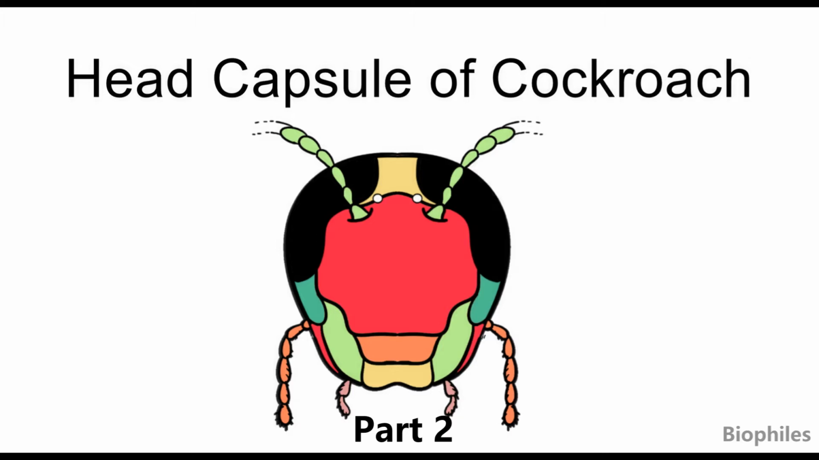After the antennae, let us move on to the mouth parts of the cockroach. Now, the mouth parts of the cockroach include four different movable parts. First was the labrum. Let us talk about the labrum first. Labrum is present just beneath the clypeus, and labrum is a movable structure.